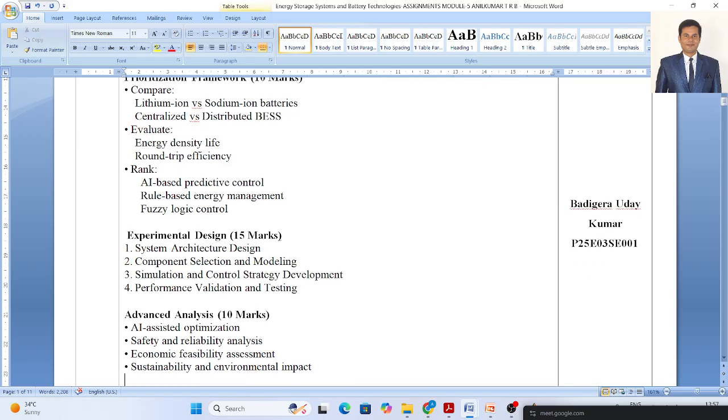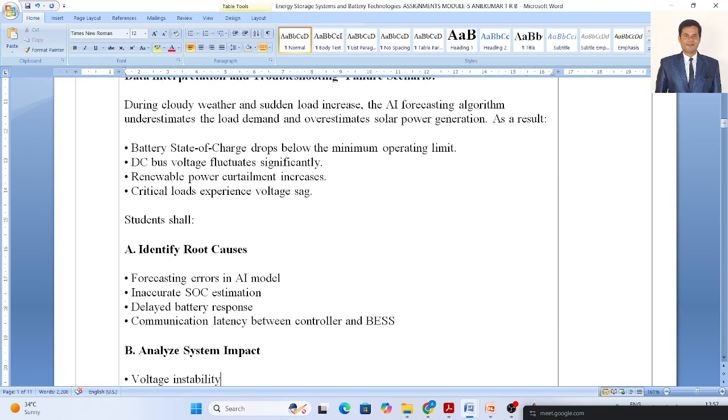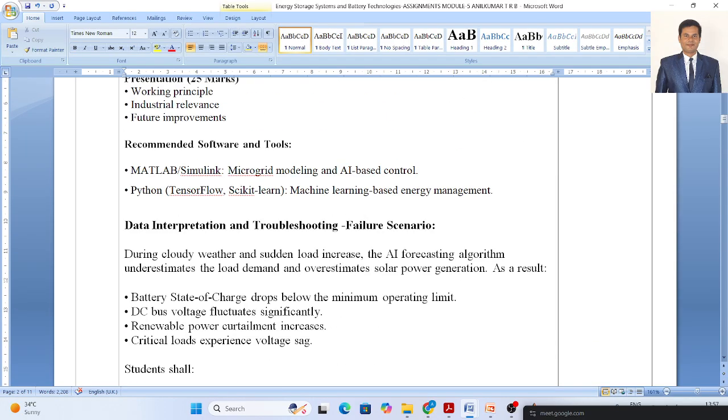So in this case, what you are actually supposed to do is see the data interpretation and the troubleshooting. So what is the problem that is occurring? Okay, just 1 minute.